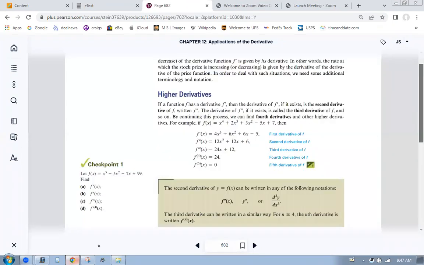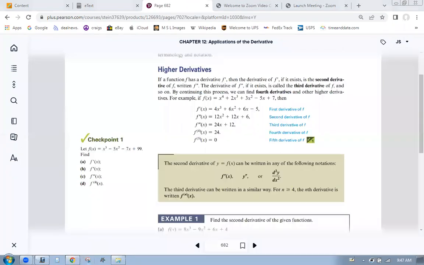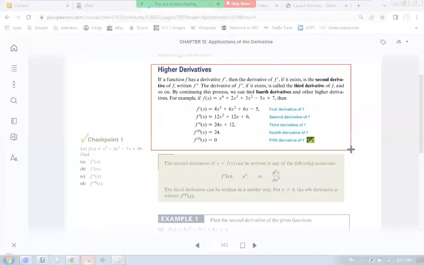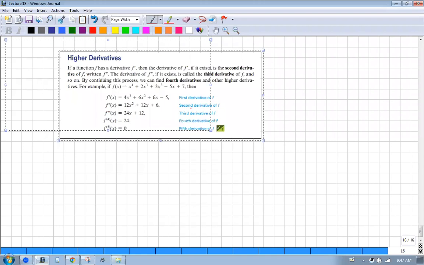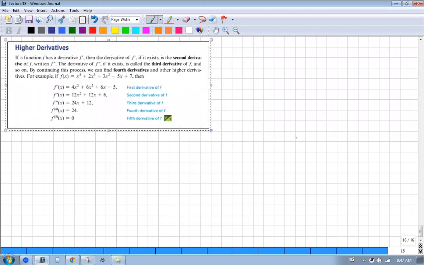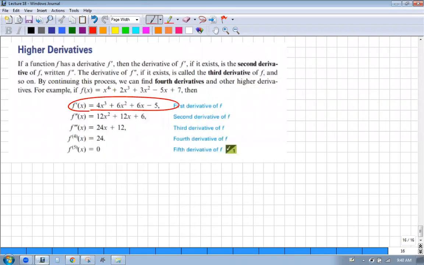Higher derivatives. So derivatives keep going and going. They just tell you rates of change, okay? So if you have a polynomial, once you take enough derivatives, it's just 0, because every time you drop a power of x. So that's the thing about polynomials. They have a finite number of derivatives, right?